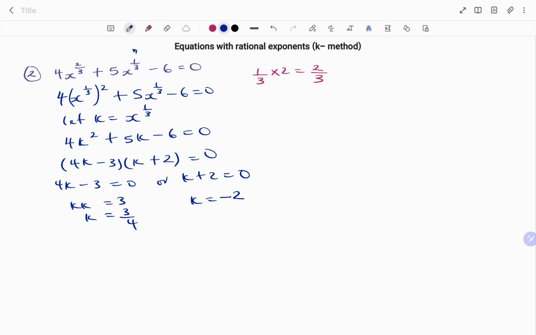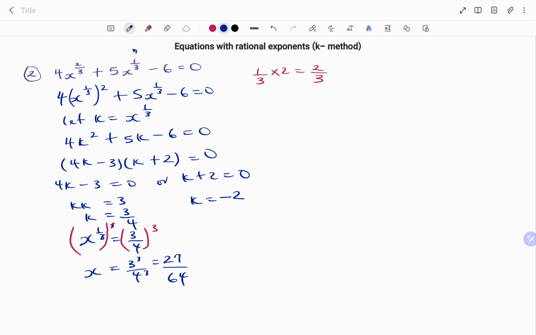If we replace the value of k with x to the 1 over 3, then we are going to have x to the 1 over 3 equals 3 over 4, like we did earlier. To make the exponent 1, we're going to cube both sides. This cancels. We're left with x equals 3 cubed over 4 cubed, which is 27 over 64.